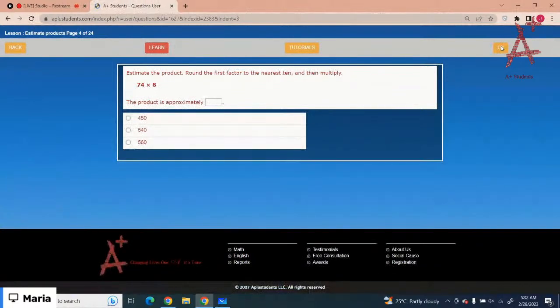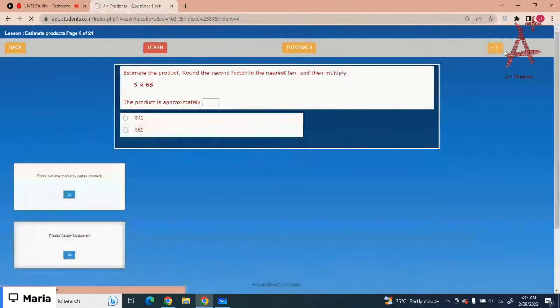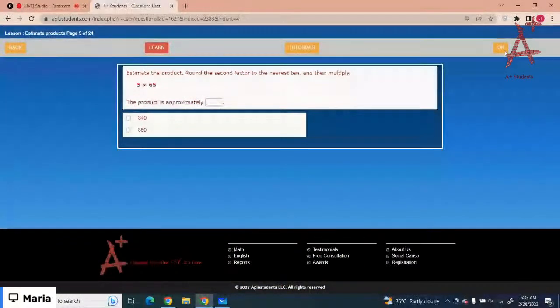The next one is 74 times 8. So 74 is rounded off to 70. And 70 times 8 is, yes, 8 times 7 is 56. So it would be 560. Got it? You have to multiply, not add.